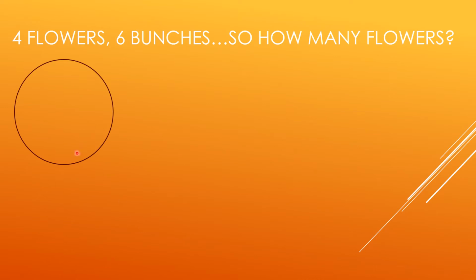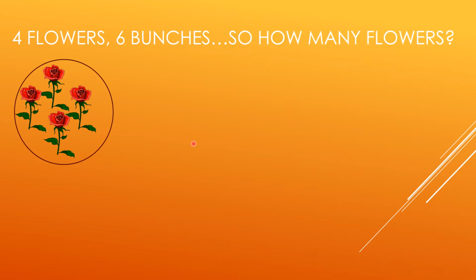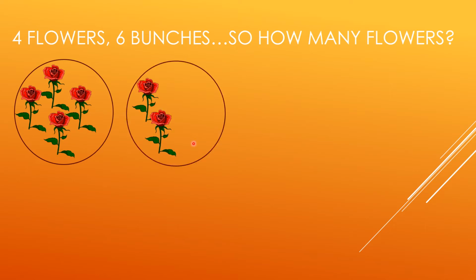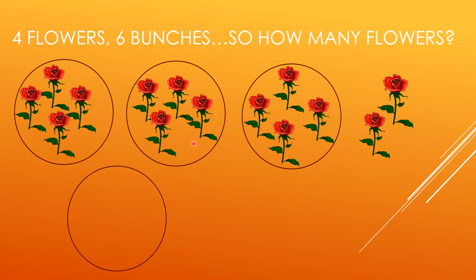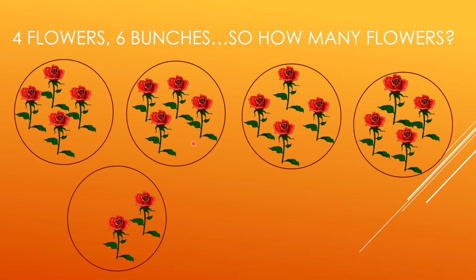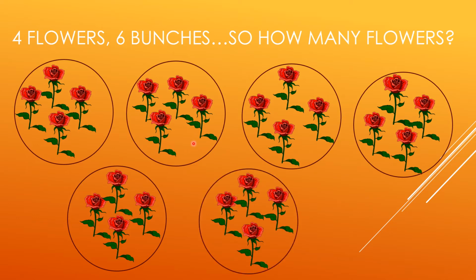Let's look at another example. 4 flowers, 6 bunches. So how many flowers? We have done this before, okay? We have read it and understood it. We can now understand it by looking at the objects. So in one bunch, if there are 4 flowers, okay? So that's one bunch. This is your second bunch. This is your third bunch. This is your fourth bunch. And this is your fifth bunch. And finally, we have the sixth bunch.